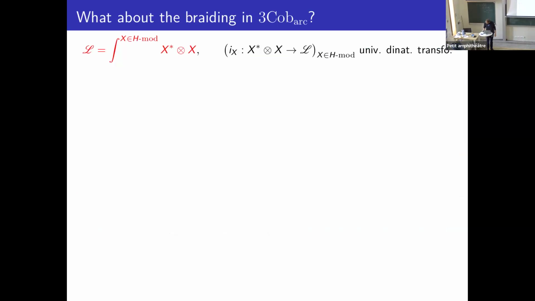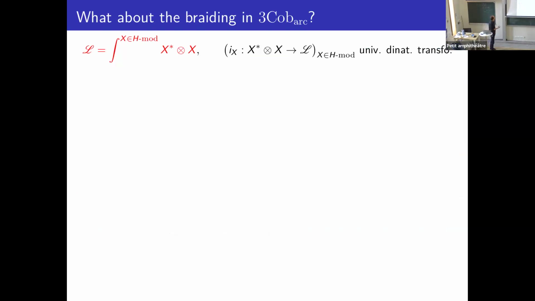So what about the braiding? There is an operation of cobordisms that we have not discussed yet, which is the braiding. So what can we say about the braiding? How does the stated skein functor interact with the braiding?